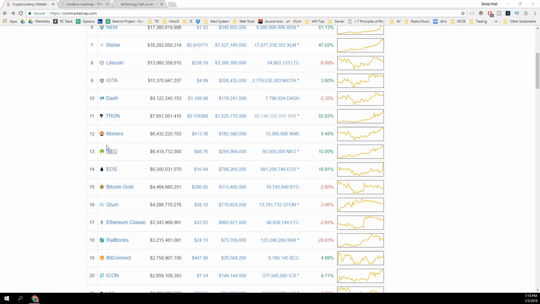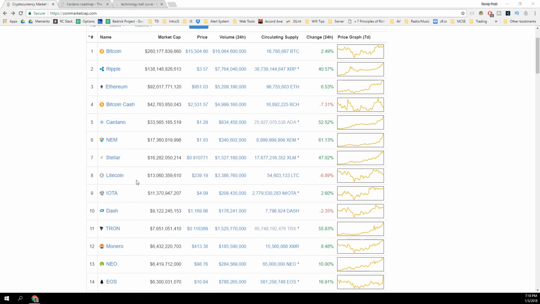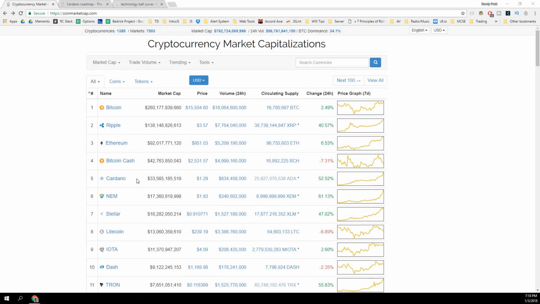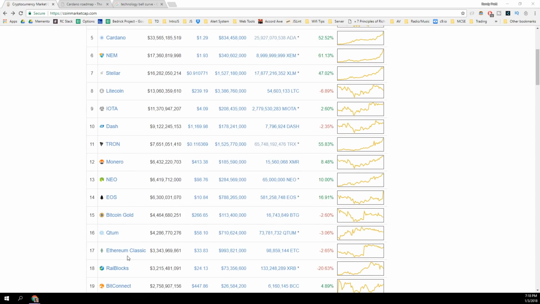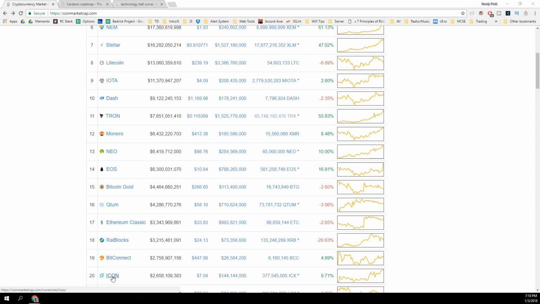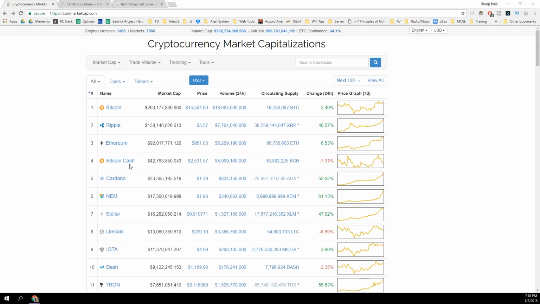In the top 20 coins, there are only two types of coins. That's it. Two types of coins, outside of these three. There's a transactional coin and a functional coin. And the functional coins are the ones that actually will run the backbone of blockchain.